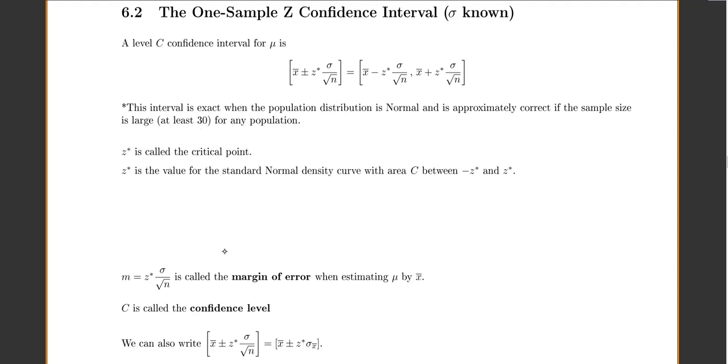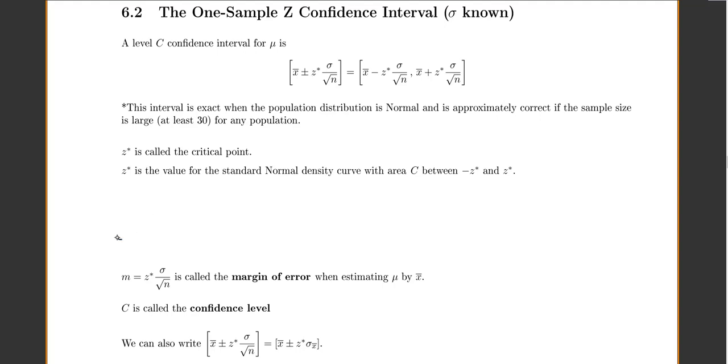So this interval is exact when our population distribution is normal, and it's approximately correct if our sample size is large, at least 30 for any population. So we either need to start with a normal shape or have a large sample size. You notice I had here the z star. We call a z star a critical point.